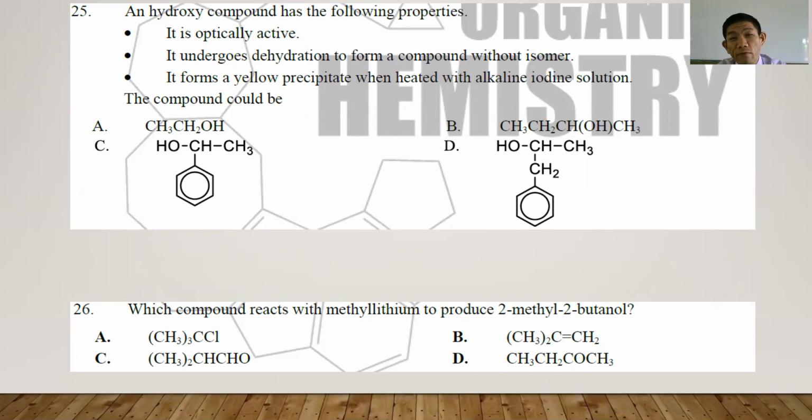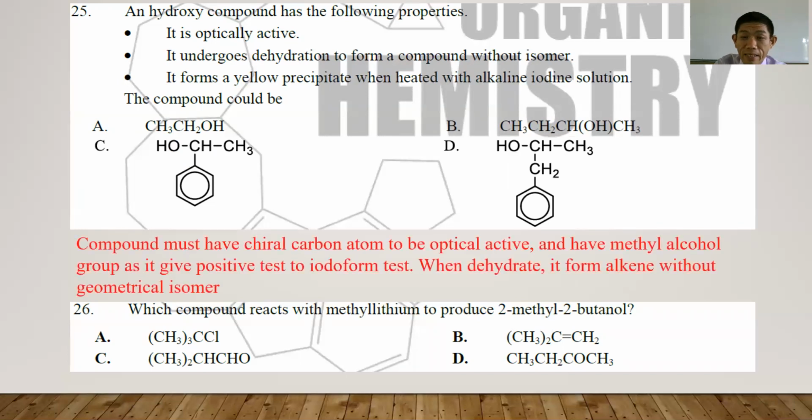And then number 3, it forms a yellow precipitate when heated with alkaline iodine solution. So only this B contains the methyl alcohol group, while C doesn't have. So the best answer in here will be B.